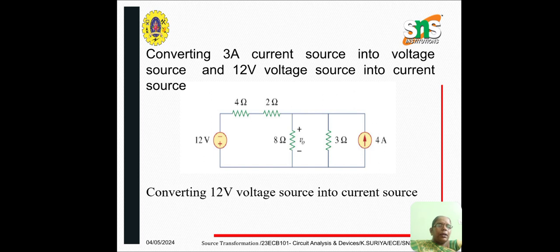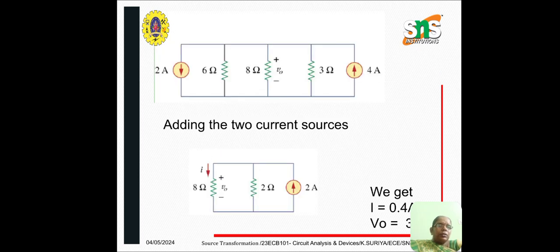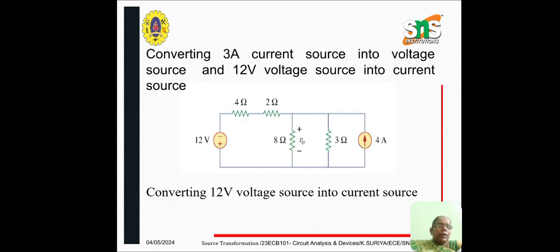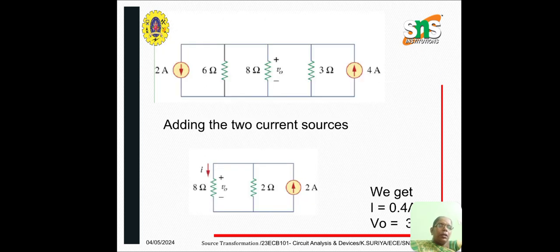So again you can convert it into a current source. So the 12 volts you are converting into a current source. So see, resistance is 6 ohms. So I is equal to V by R. So 12 by 6, so you will be getting 2 amps. So 2 amps in parallel with 6 ohms. The remaining will be the same. So we can combine the current sources. So 2 amps and 4 amps are in opposite direction, so we have to subtract. So 4 minus 2, you will be getting 2 amps.